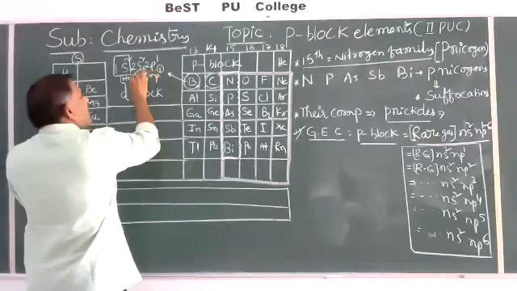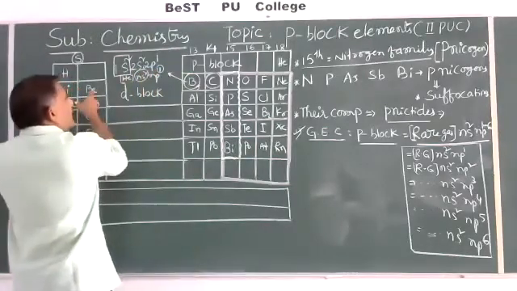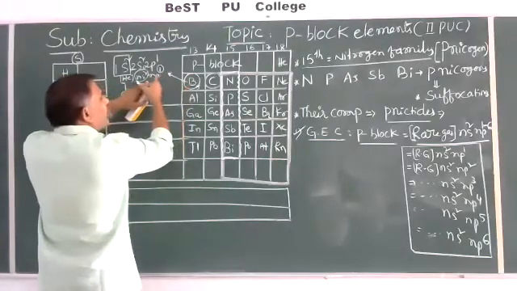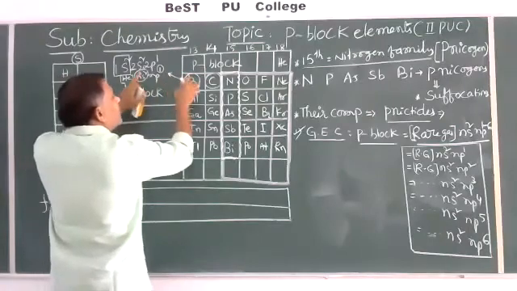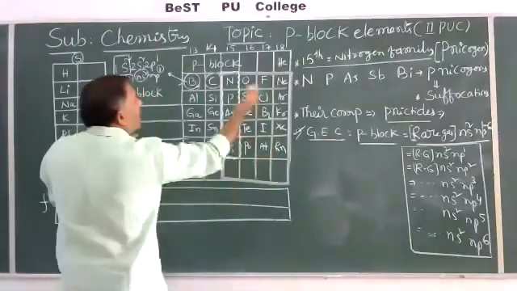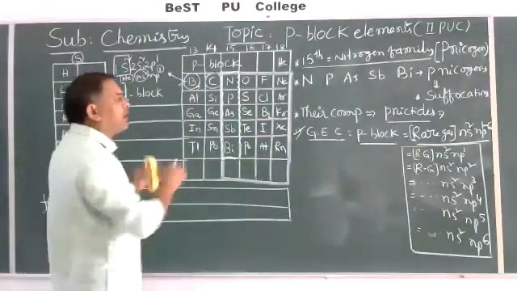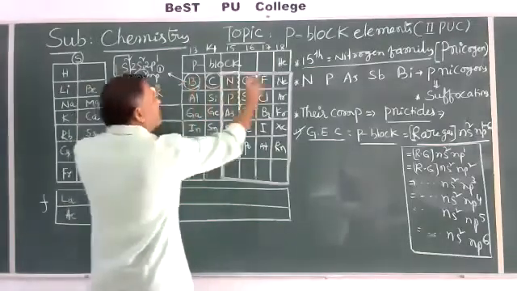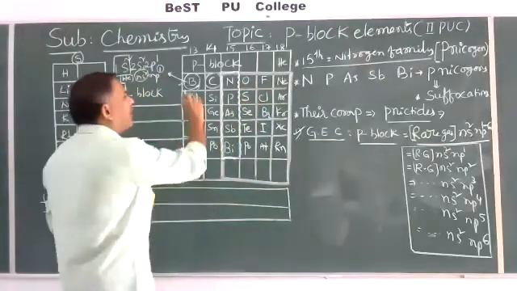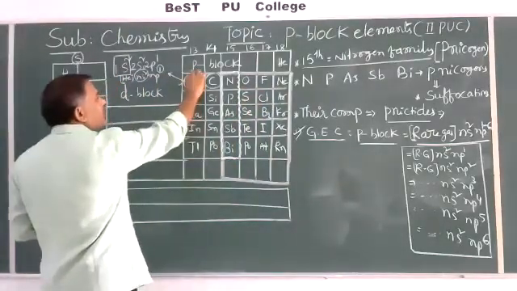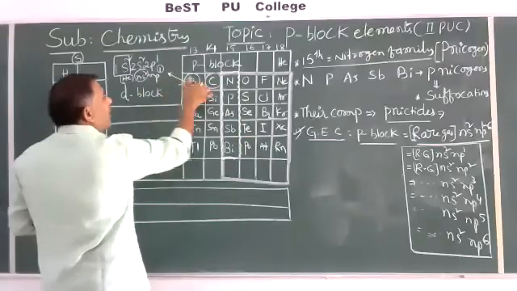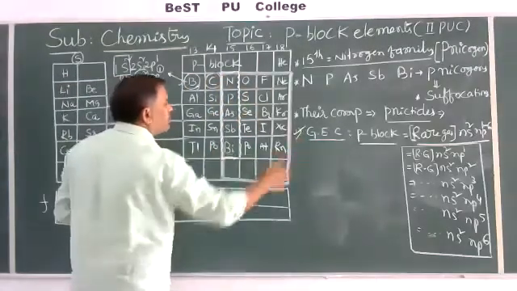Here the s orbital is completely filled already in the s block elements. A newly entered electron enters into a new subshell, that is the p subshell. That's why it is called a p block element. Boron, carbon, nitrogen, oxygen, fluorine, neon are the starting members of this block. Boron is the first member of the p block. The last entered electron enters into the p subshell. That is what a p block is.